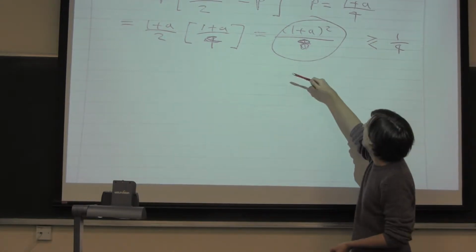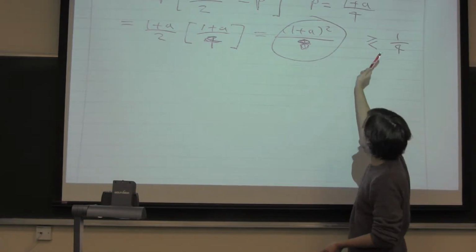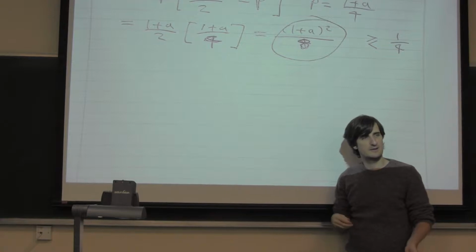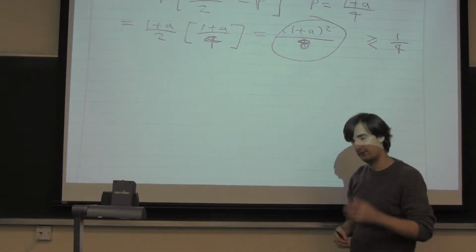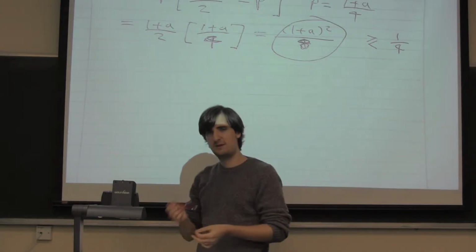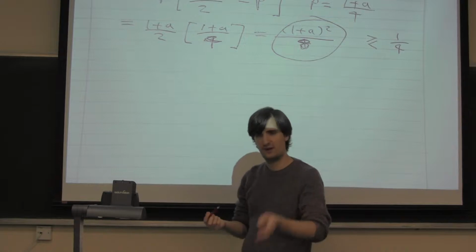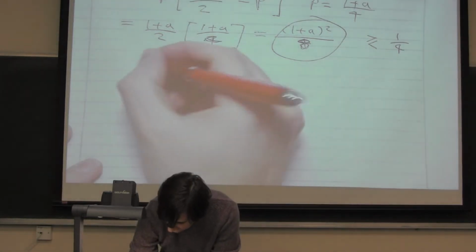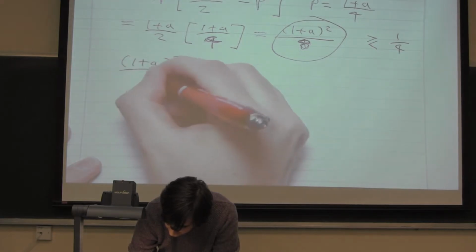When A is 0, well, this is 1 squared, which is 1 divided by 8, which is less than a quarter. You certainly only want to sell to one type of consumer, to the high type. Okay, so there's going to be some value of A in the middle, at which you're just indifferent between selling to one type or both types. So let's just set the two things to be equal. It's easier than manipulating inequalities.